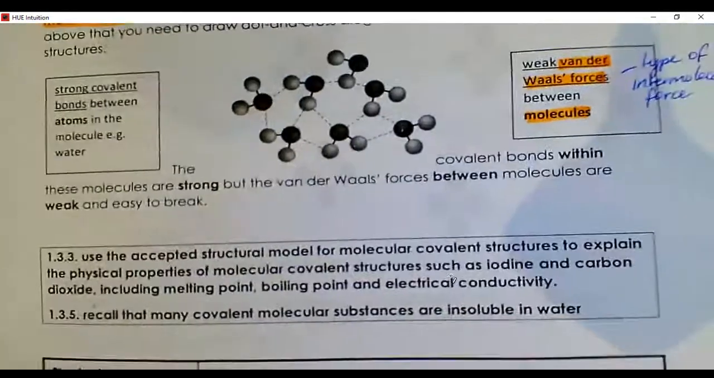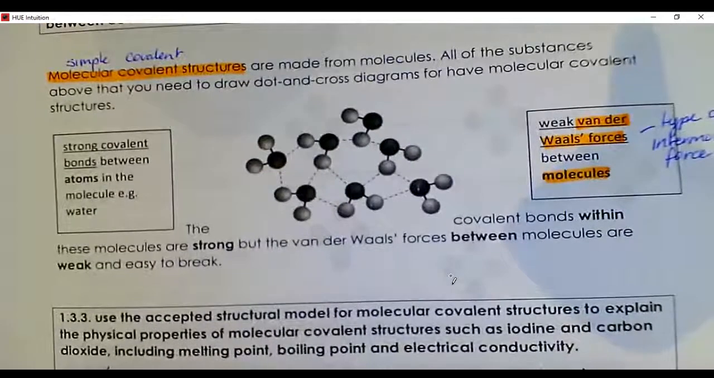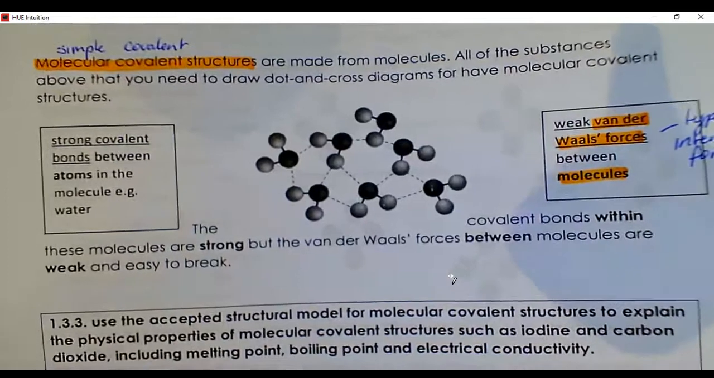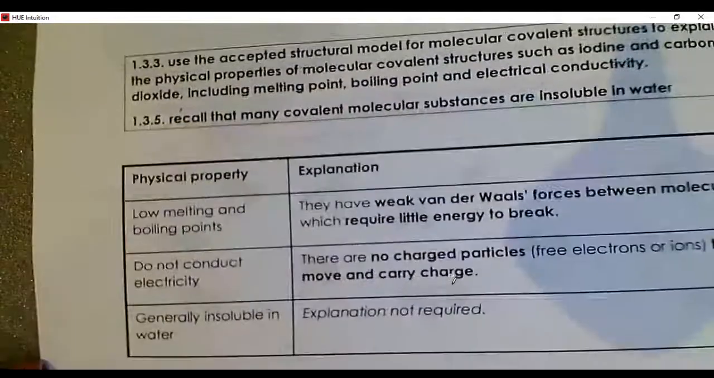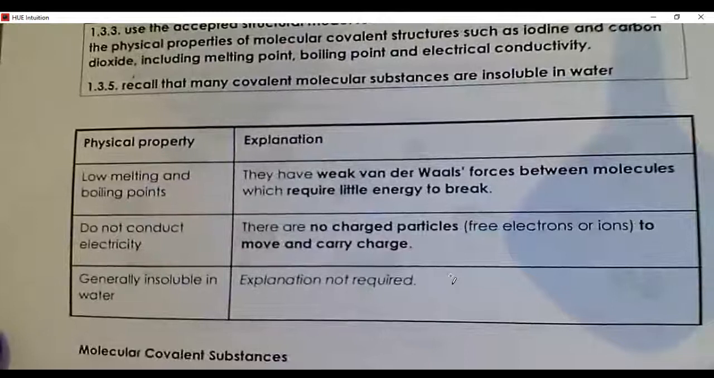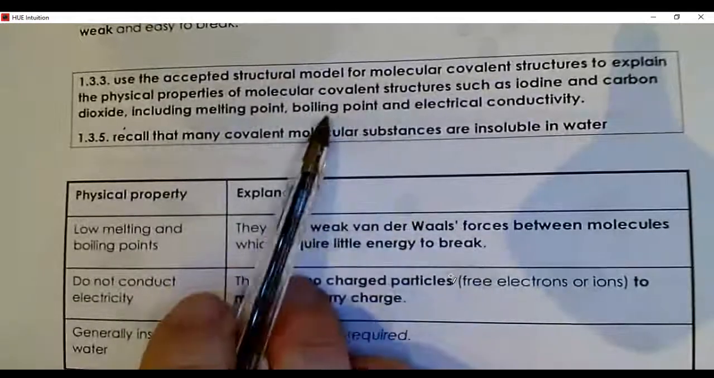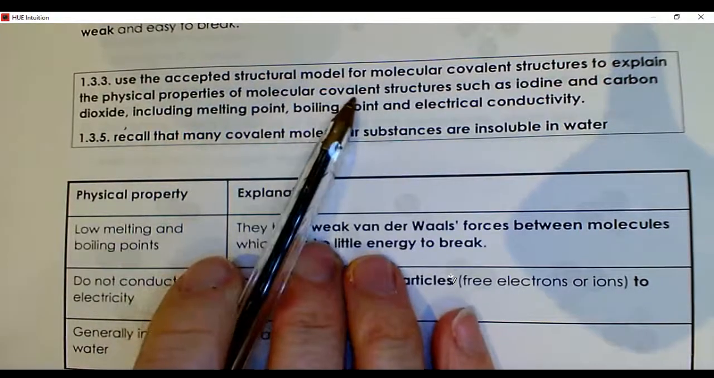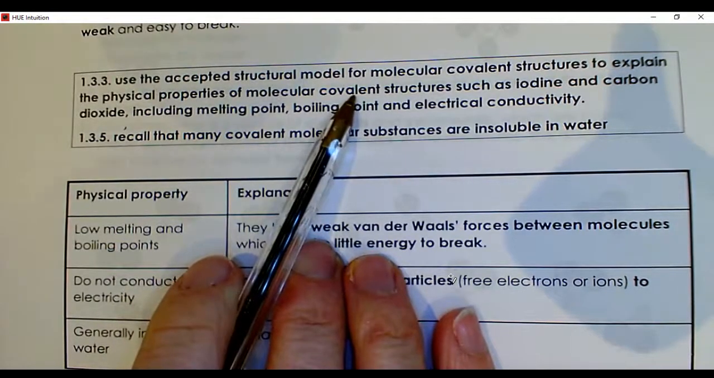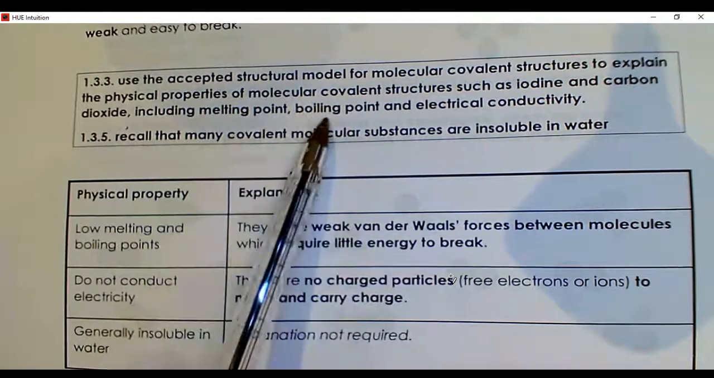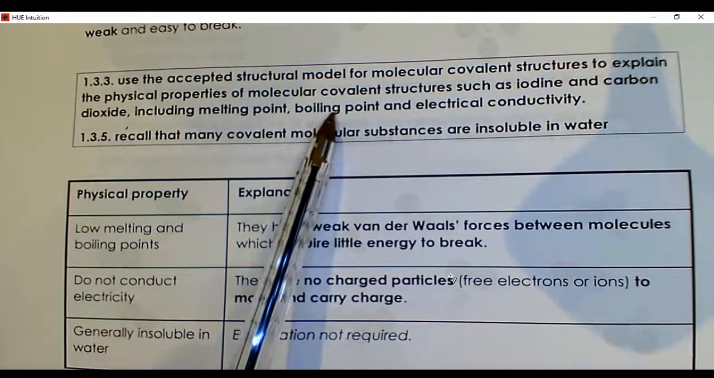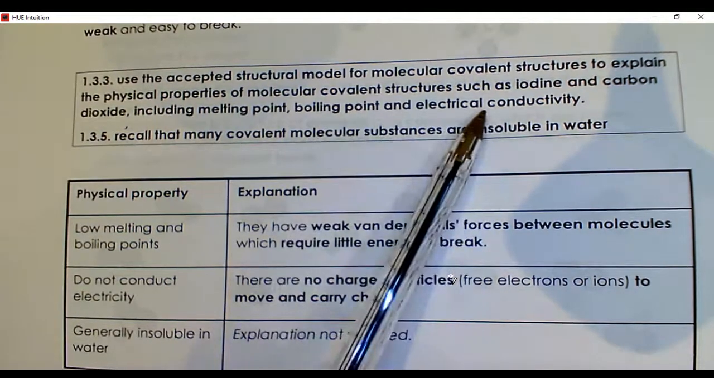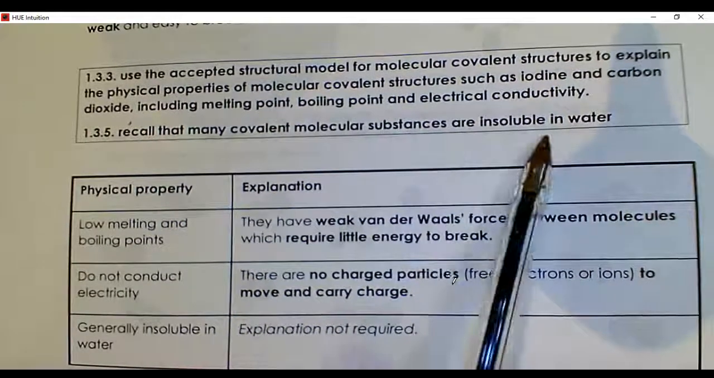Now, you need to use that idea of strong covalent bonds and weak van der Waals forces to explain the properties of molecular covalent substances. I've summarized here, and in the box I've got the specification. There are only certain properties that you need to explain, and they're the same for ionic and covalent. You need to state whether the boiling points and melting points are high or low for most of the structures, and whether they conduct electricity or not. You also state whether they dissolve in water.